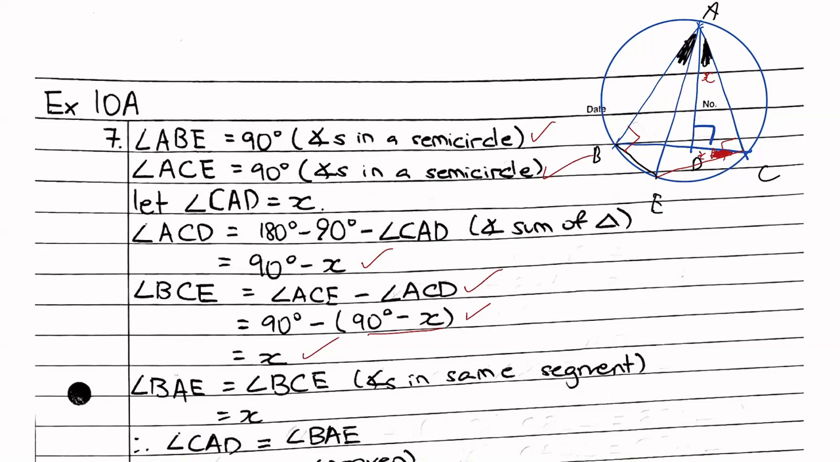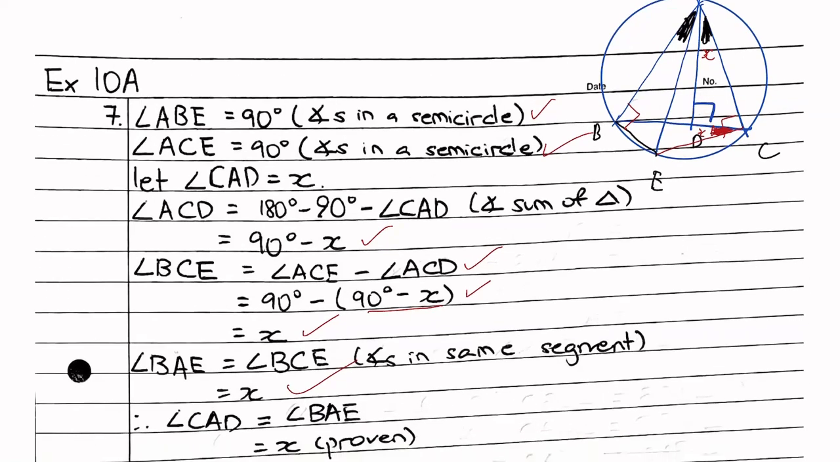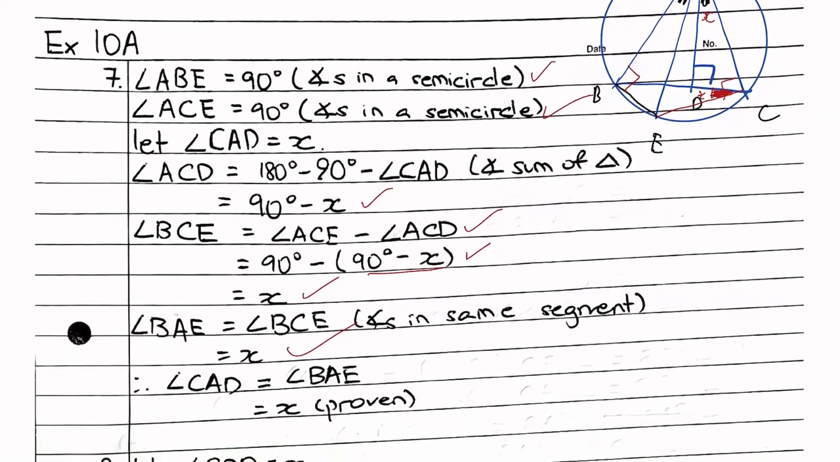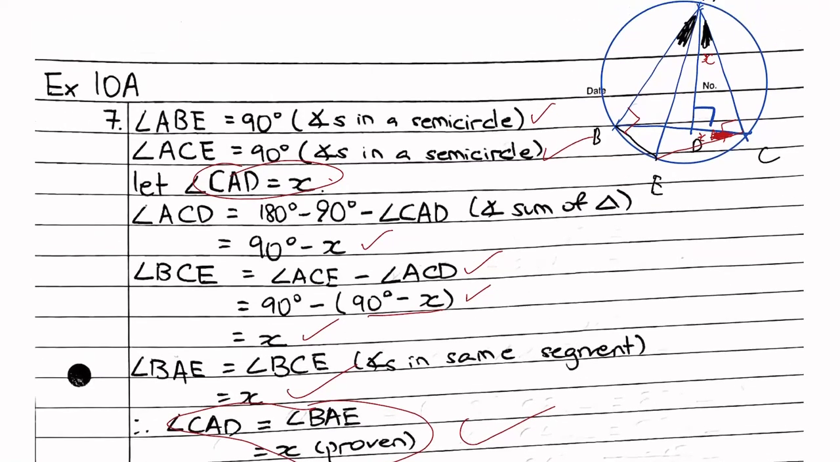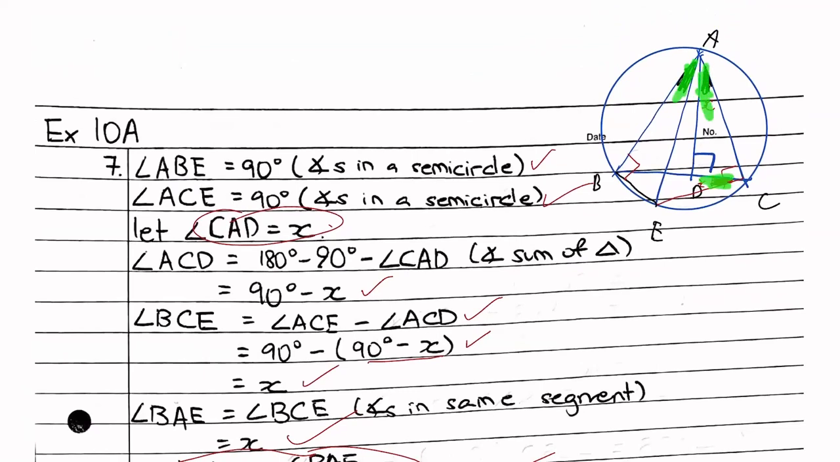Correct. Then angle BAE is equal to angle BCE because of angles in same segment. Very good. And it's equal to X because we already showed that BCE is X. So therefore BAE is X, CAD is also X. So we have proven it. Yeah, okay, good. This equals this equals this.